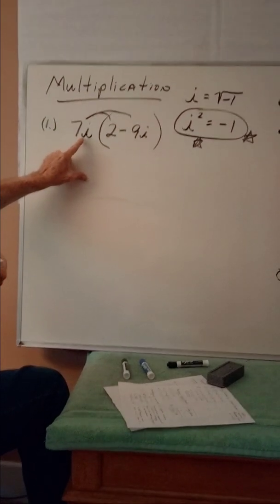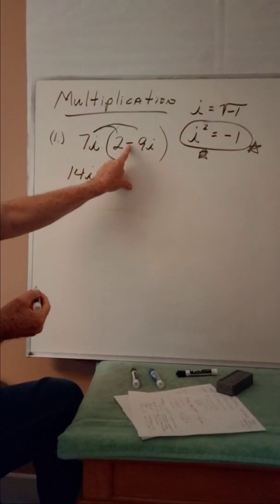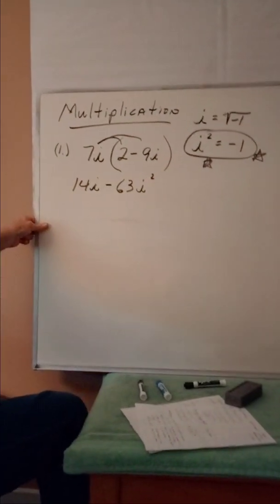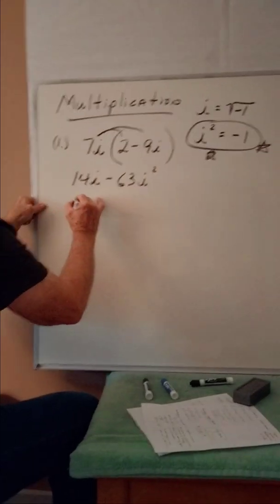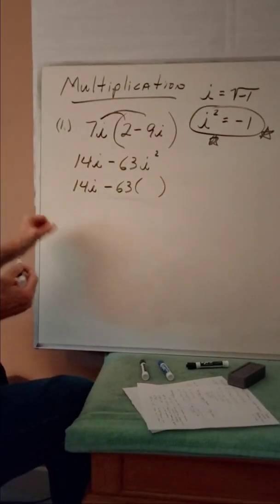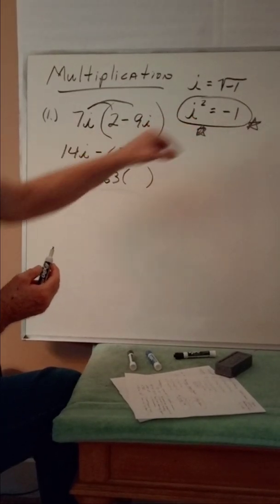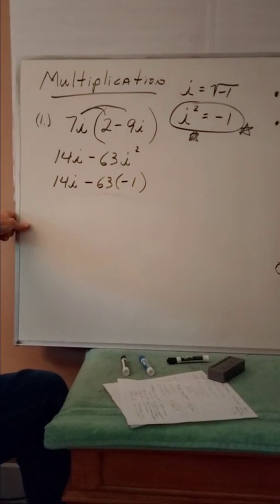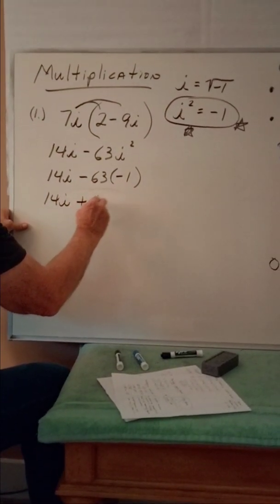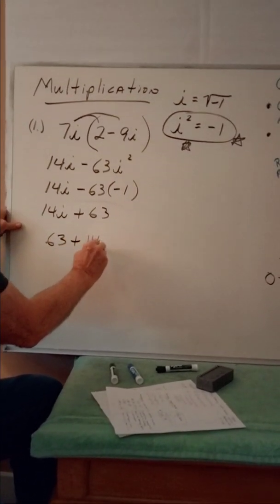Distribute. 7i times 2 is 14i. 7i times a -9i is -63i squared. Bring him down: -63 times the value of i squared. The value of i squared is -1. -63 times -1 is +63. And now if we put it in a plus bi format, it'd be 63 plus 14i, and we have the given answer.